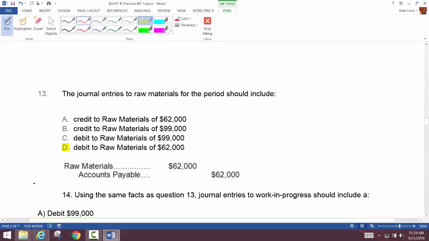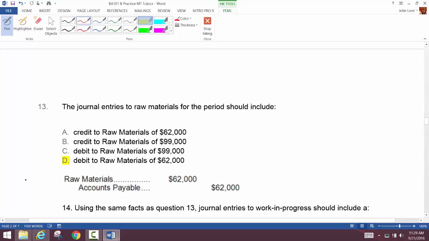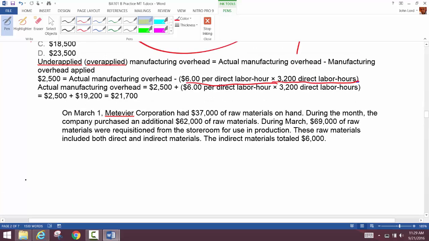Okay. So journal entry to raw materials for the period. I guess we needed some facts up here, didn't we? So on March 1st, we had a balance of 37,000 raw materials on hand. During the month, the company purchased an additional 62,000 of raw materials. During March, 69,000 raw materials were requisitioned from the storeroom for use in production. These raw materials included both direct and indirect materials. The indirect materials totaled 6,000. Before we look at the questions, let's just review the whole set of journal entries here.